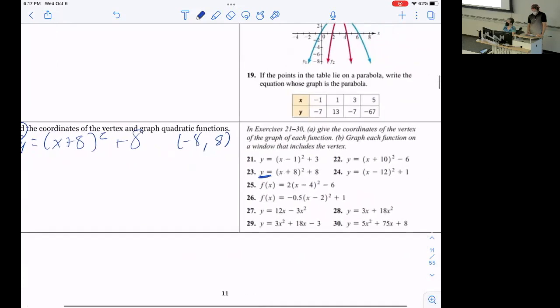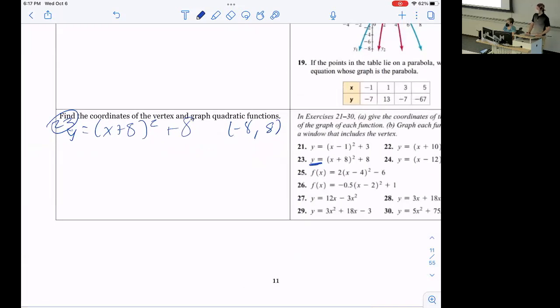Now, we want to find a window that includes the vertex. There's a couple ways to do this. My favorite part of the TI-84 is if you press zoom and then scroll down to where it says ZoomFit. The calculator is great at guessing that window.